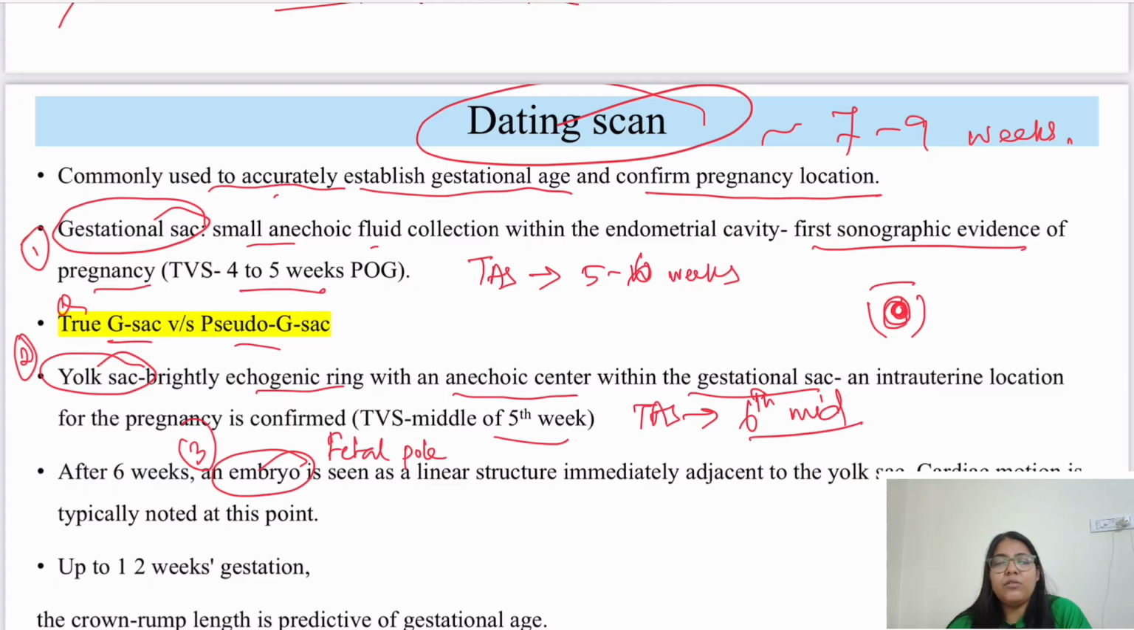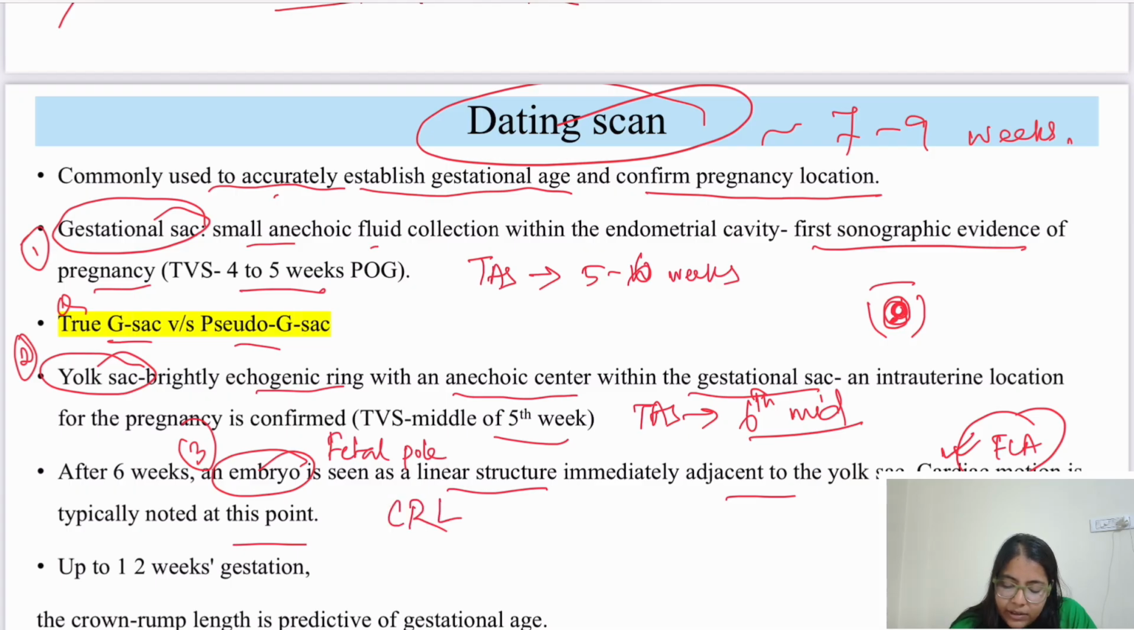Then comes the embryo. You can look for the embryo after 6 weeks. It is a linear structure which develops adjacent to the yolk sac, and that is how we see the cardiac activity in the fetus, fetal cardiac activity, and we also take the crown rump length. This gives us the period of gestation.